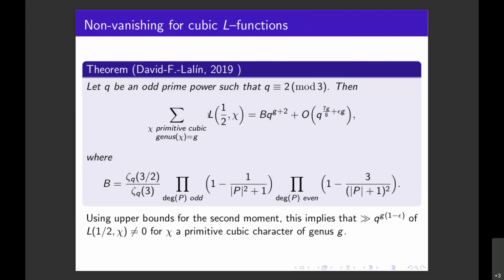Now, using this formula, just like over number fields, we can't actually compute the second moment. So if we use an upper bound for the L functions, a Lindelöf bound, for example, and we upper bound the second moment, then we can show that more than q to the g times 1 minus epsilon of these L functions are non-vanishing at 1/2 for primitive cubic characters of genus g. So this is the equivalent of x to the 1 minus epsilon. So notice that this is still not a positive proportion. So if we directly use the first and the second moment, the information that we have about the second moment as an upper bound, then we do not get a positive proportion of non-vanishing.